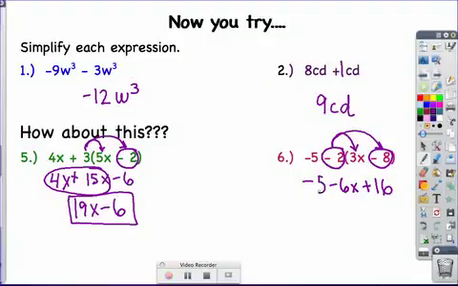Distributive property in combining like terms. Try these questions on your own. Pause the screen and resume when you're ready.